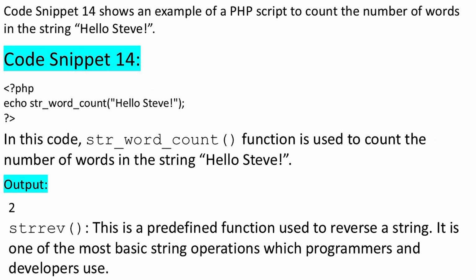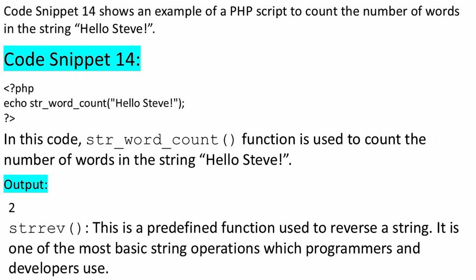Code snippet 14 demonstrates how the str_word_count function works in PHP to count the total number of words in a given string. In this example, we are using the PHP script echo str_word_count, Hello Steve. When this line runs, PHP processes the text inside the quotation marks and checks how many words exist in it. In this case, the string Hello Steve contains 2 words, Hello and Steve. The function detects the space between them and treats it as a word separator. As a result, the output returned by PHP is the number 2.